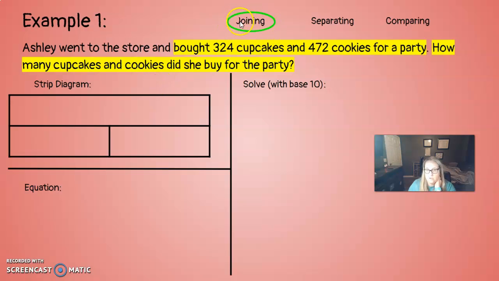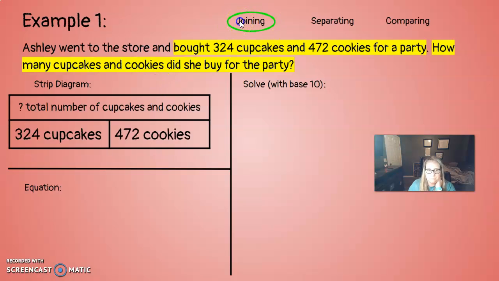So I circled joining because it is a joining problem. And I'm going to join my cupcakes and my cookies. So I'm going to have 324 cupcakes on one side, 472 cookies on the other side. And I'm actually looking for the total number of cupcakes and cookies. So that's where my total is going to go.